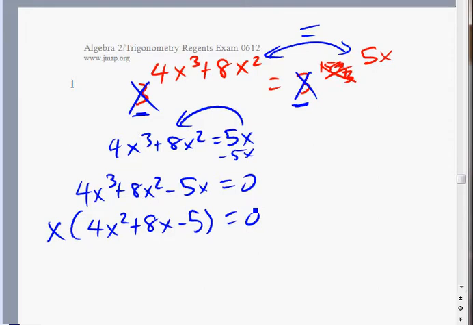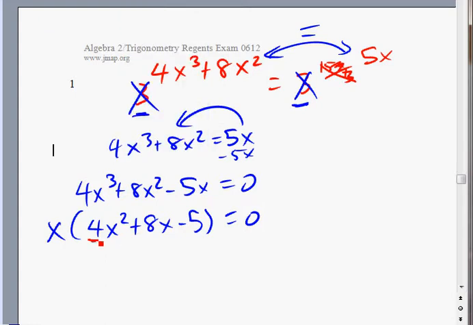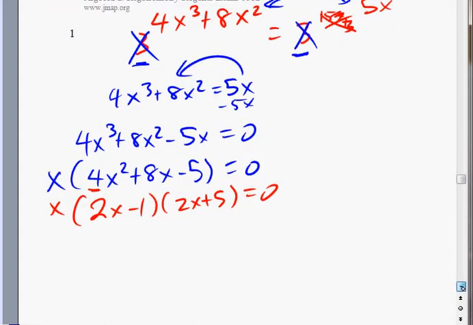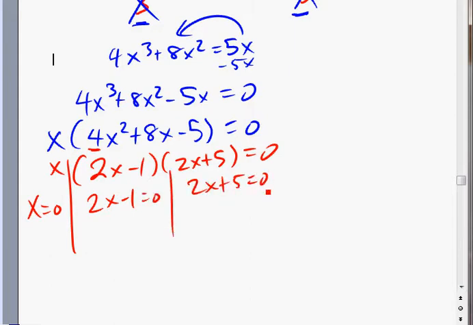Okay, so from here, you do need to factor 4x squared plus 8x minus 5. It gets a little tricky because the coefficient in front of x squared is a number that's greater than 1. Anytime it's greater than 1, it's a little tricky. But the factors are going to be 2x minus 1 times 2x plus 5, equal to 0. Now to get the solution, solve for x, you set each factor equal to 0. So it's 2x minus 1 equals 0, and 2x plus 5 equals 0.